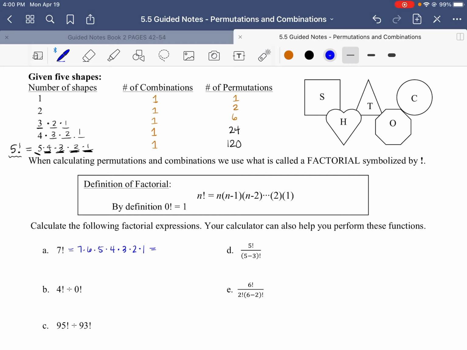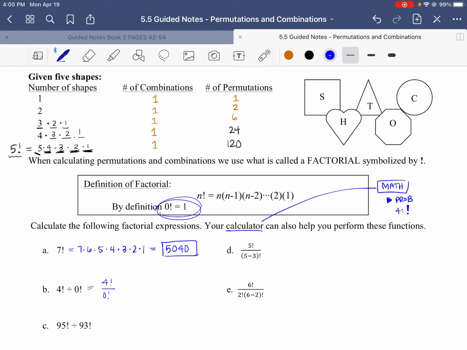I'm going to write the instructions for the calculator here so that you have them. If you want to use the calculator, you push the math button, and I'll show you this a little bit later. You'll go over to probability, and then number 4 on that list is a factorial. So again, you can do that if you want to check some of your answers. So if you multiply all of this in your calculator, you'll get 5,040 on this one. Okay. Jumping down to B, this is 4 factorial divided by 0 factorial. Another way to write that is 4 factorial over 0 factorial.